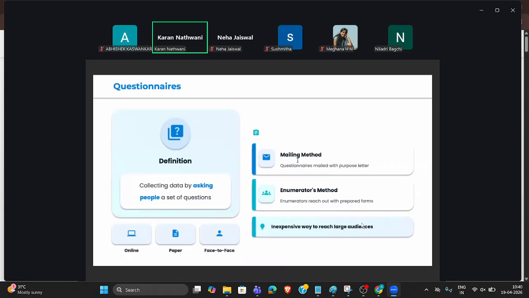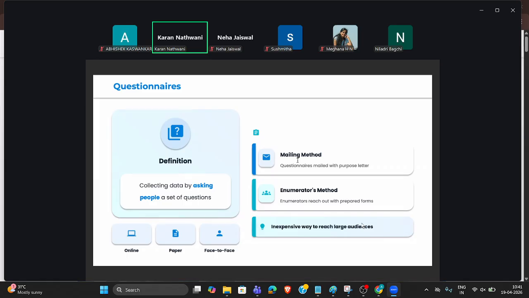Then comes the questionnaire. You can collect a lot of data by asking. This was again the crowdsourcing situation I was trying to describe: collect data by asking people a set of questions. You can have online, paper, face to face, or mailing methods, for example a questionnaire mailed with a purpose letter.